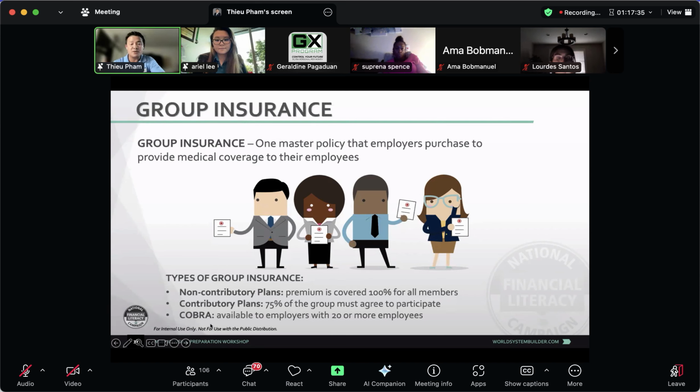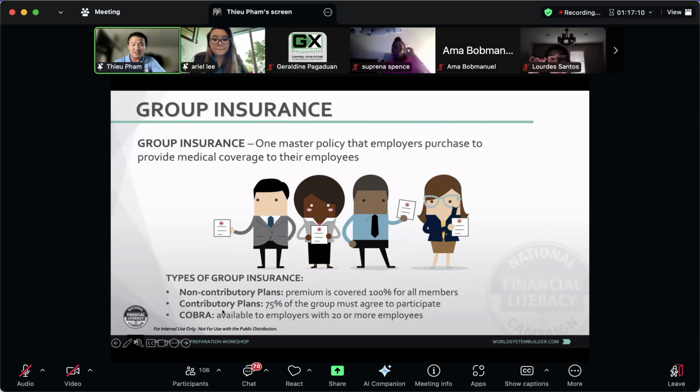Okay, so the typical type out there are called non-contributory plans. They cover 100% for all members. A contributory plan requires 75% to agree to participate. Meaning if the employer opens these plans, 75% have to participate or else it's not valid. And then another plan is COBRA, available to employers with 20 or more employees.